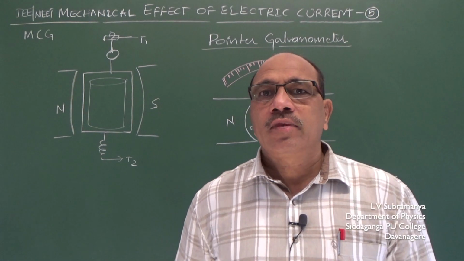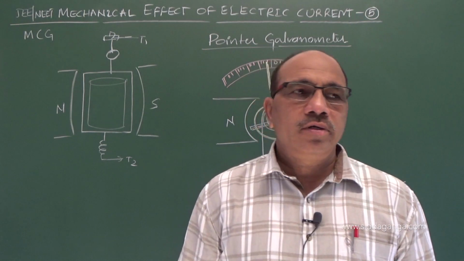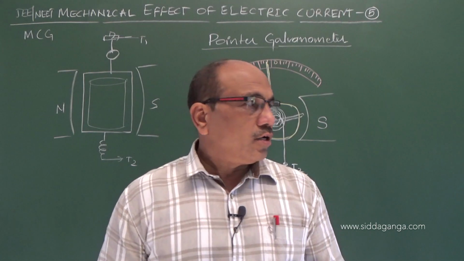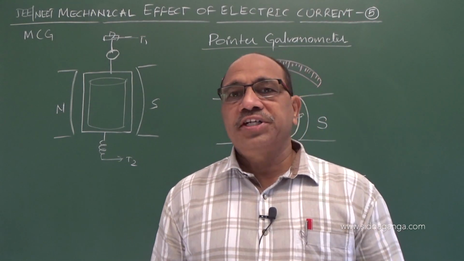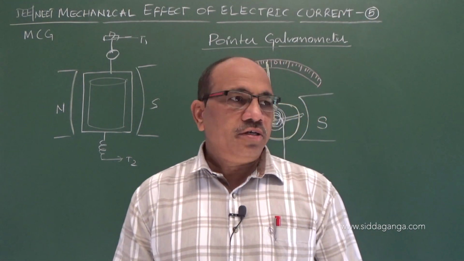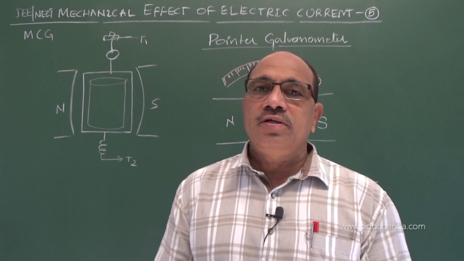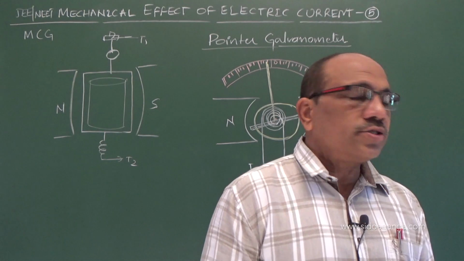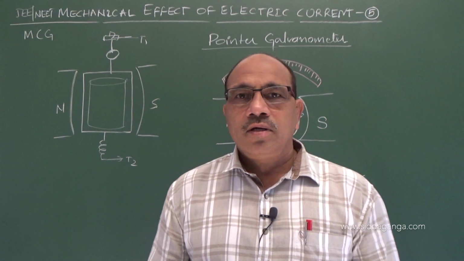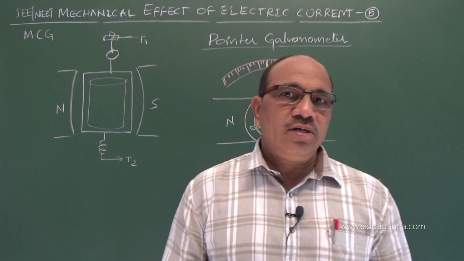Hi students, in the previous video we discussed the moving coil galvanometer, the device used to measure and also to detect current, and its principle, construction and working. I is equal to K theta, sensitivity of the galvanometer, current sensitivity and voltage sensitivity. Advantages and disadvantages we have discussed. In disadvantages, I told that it is not a portable one.